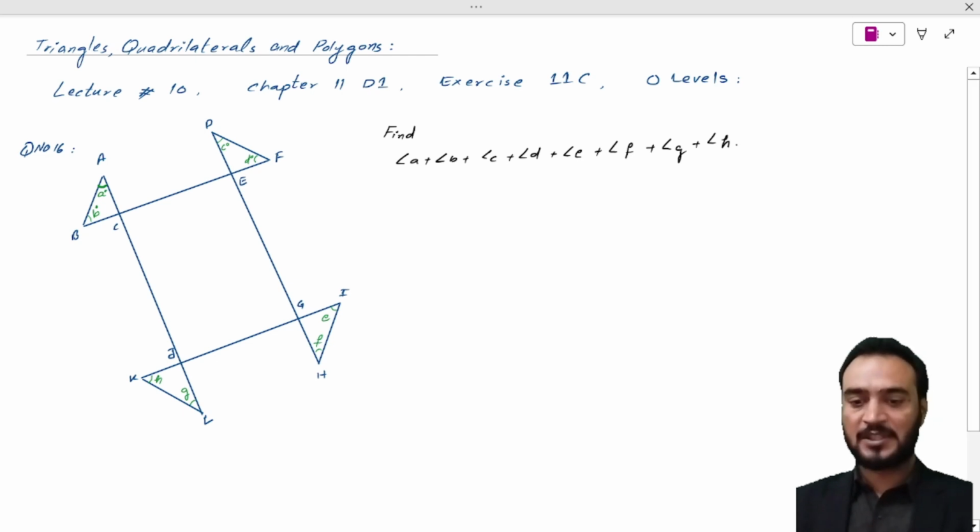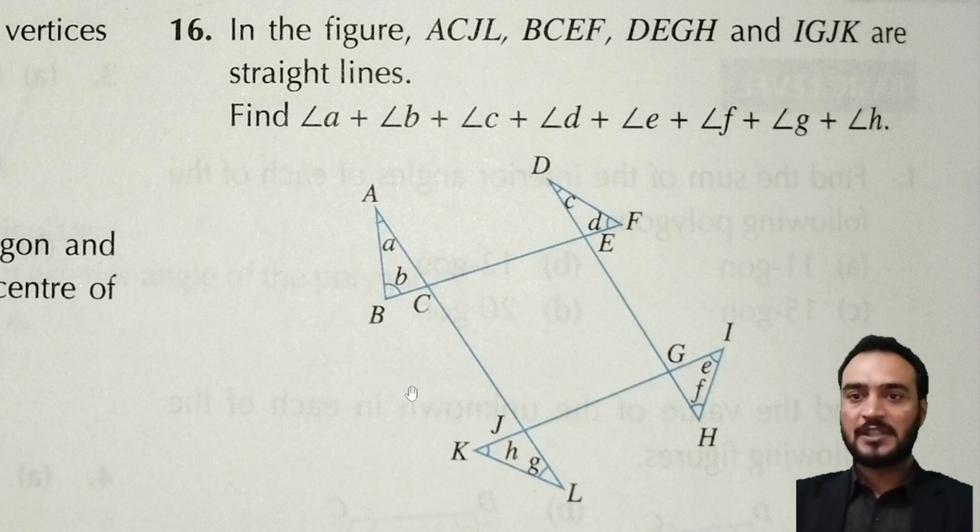Let us see question number 16 in the book. So this is question number 16, exercise 11C, D1 Mathematics. In question number 16, he is saying that in the figure ACJL, BCEF, DEGH, and IGJK are straight lines. So you can see ACJL, DEGH, BCEF, and KJGI. These are the straight lines.